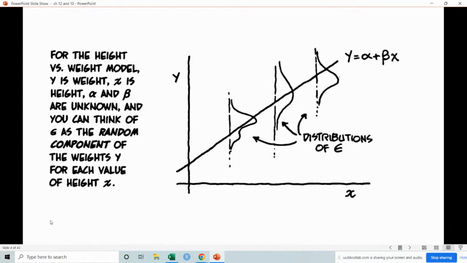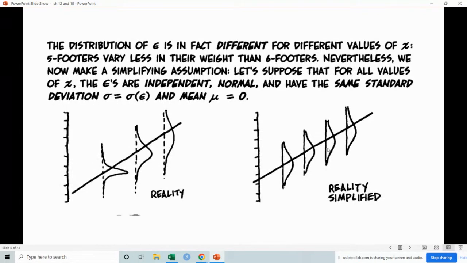So for the height versus weight model that we talked about last week, y was the weight and x is the height, and alpha and beta are unknown, and you can think of them as some random component of the weights and heights of the students. So the error term is kind of that distribution about the line. That's kind of what this is trying to say. The distribution of the error term is in fact different for different values of x. 5-footers vary less in their height than 6-foot people.